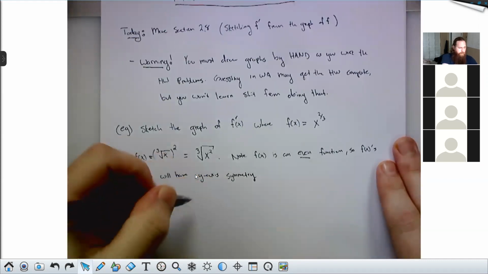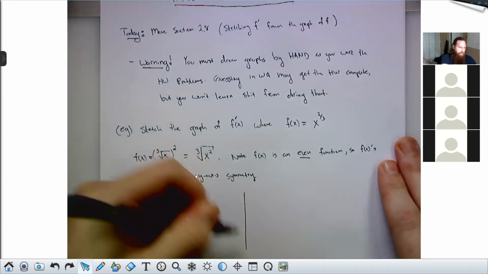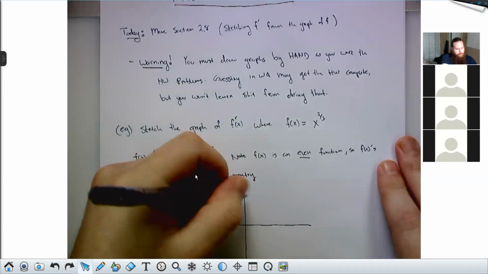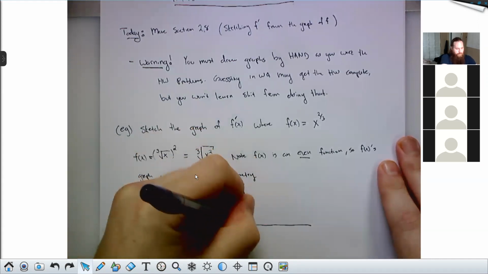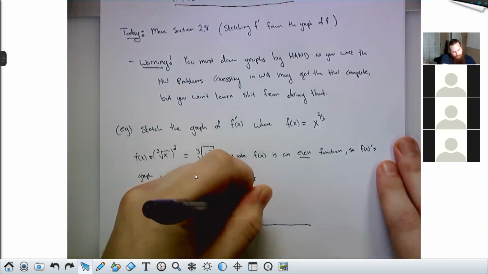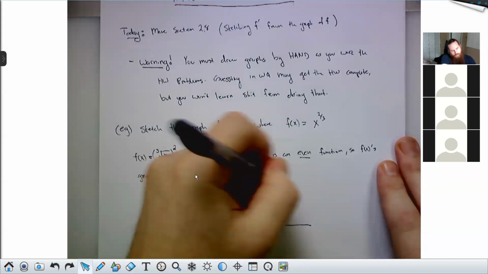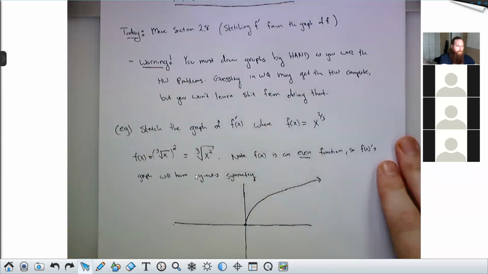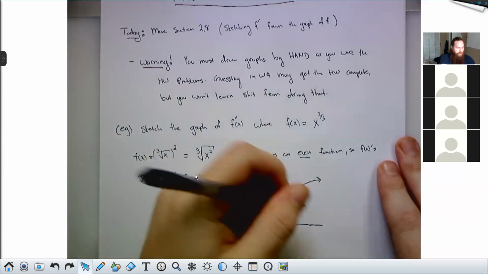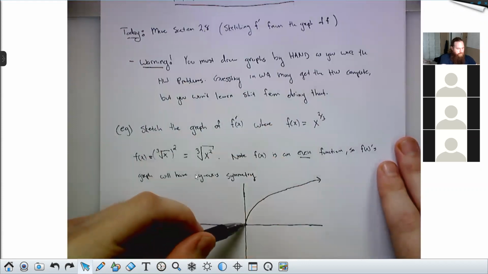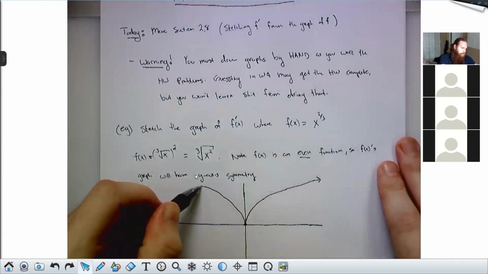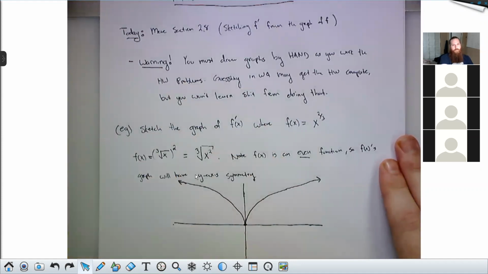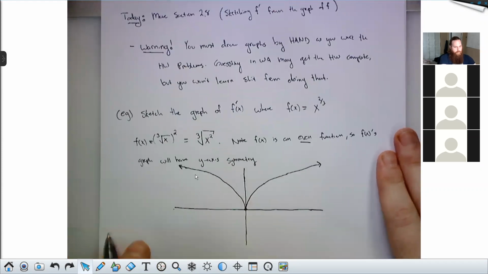And maybe you remember from your algebra classes that the graph of a power function in quadrant 1, if the power is between 0 and 1, looks like the square root function. So that shape, together with knowing that f is an even function, is enough to give me the whole graph. Because f is even, its graph will have y-axis symmetry. So this is what the graph of f looks like.